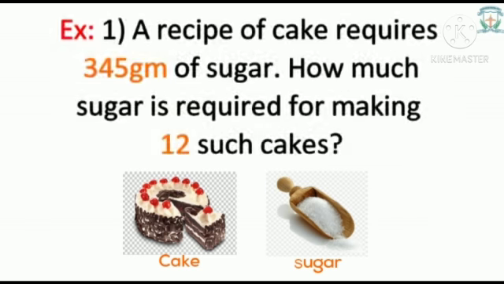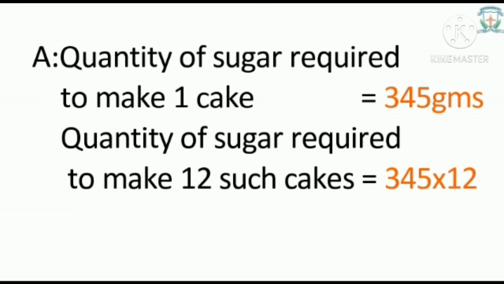Example 1. A recipe of cake requires 345 grams of sugar. How much sugar is required for making 12 such cakes? Let us write the statements for the word problem. First statement: the quantity of sugar required to make one cake is 345 grams. Second statement: the quantity of sugar required to make 12 such cakes is equal to 345 into 12.